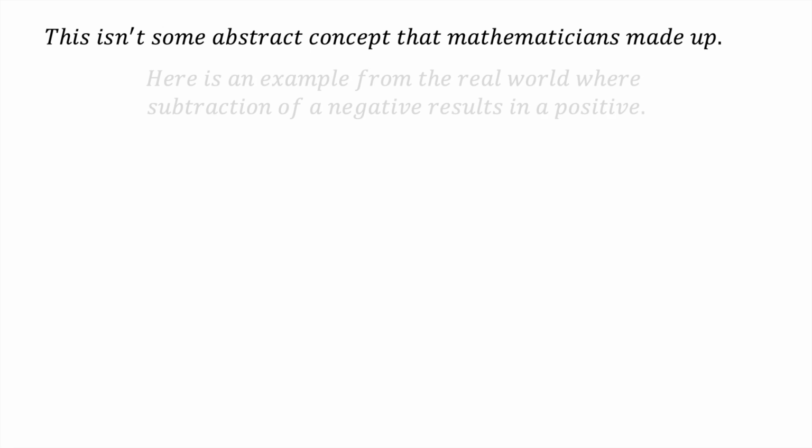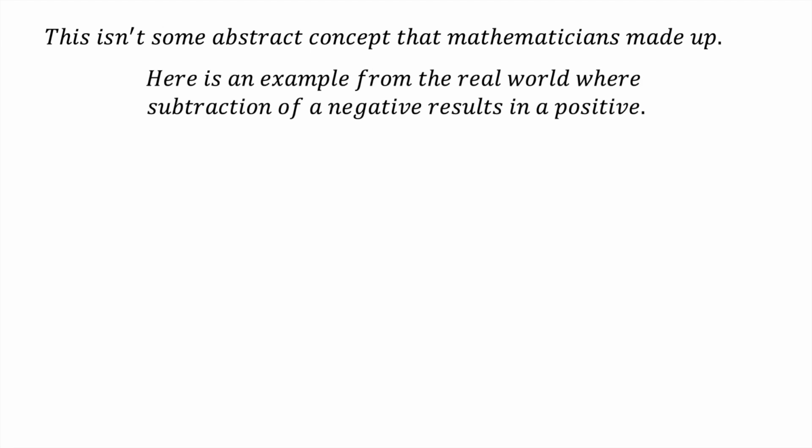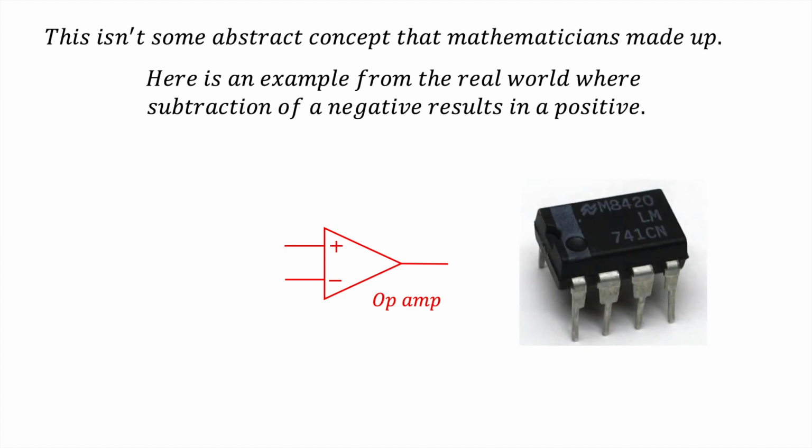This isn't some abstract concept that mathematicians made up. Here is an example from the real world where subtracting a negative occurs. This is the symbol of an operational amplifier, or op-amp for short. An op-amp is an analog integrated circuit consisting of dozens of electronic components called transistors, resistors, and capacitors. Here is what a single op-amp integrated circuit looks like. Its real size is about 1 cubic centimeter. These can be made even smaller and are found in many electronic devices, including computers and mobile phones.